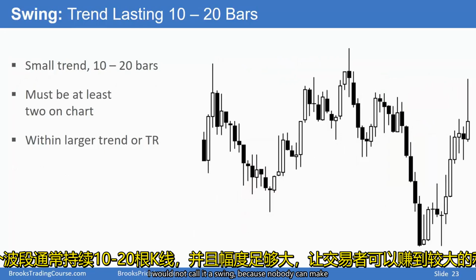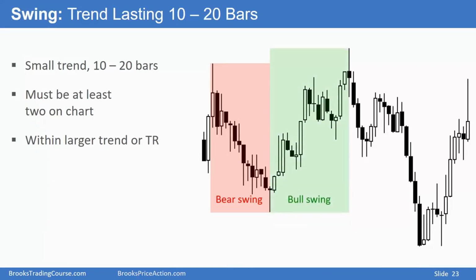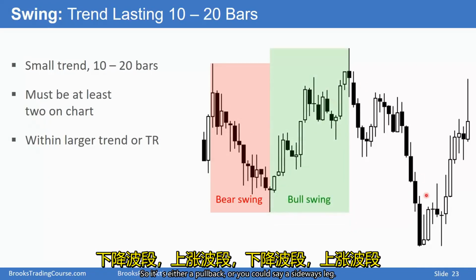The swing usually lasts 10 to 20 bars and goes far enough for a swing profit. So a swing profit, in general, is about 3, 4, 5 times bigger than the smallest scalp. A bear swing, bull swing, bear swing, bull swing.